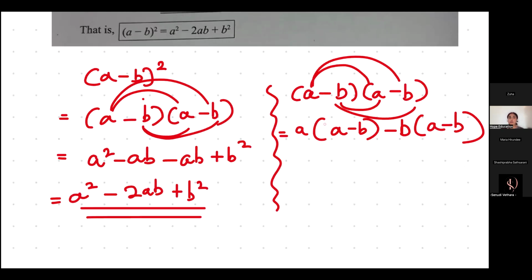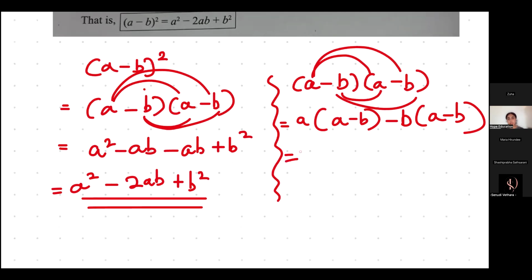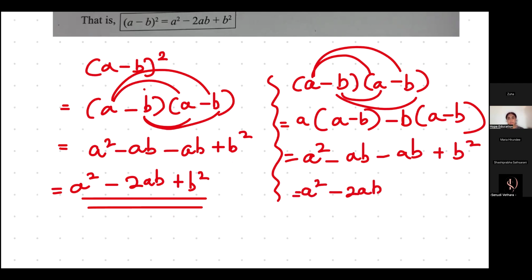Right? So I'm not sure if that's what Shweta is asking, but I think that this is it. But here also you get the same thing, right? A times a is a squared. A times minus b is minus ab. Minus b times a is again minus ab. Minus b times minus b is plus b squared. So a squared minus 2ab plus b squared. It's the same thing. But in grade 10, now we learned a shortcut for this.